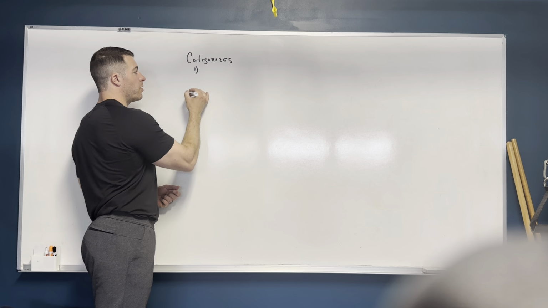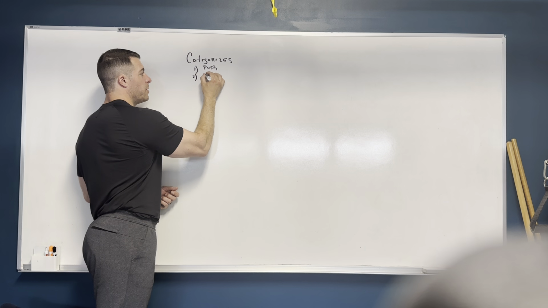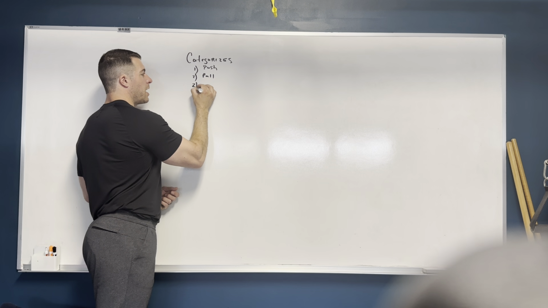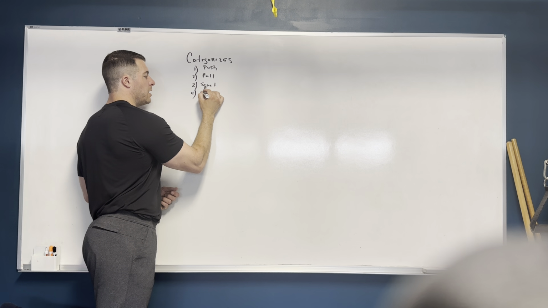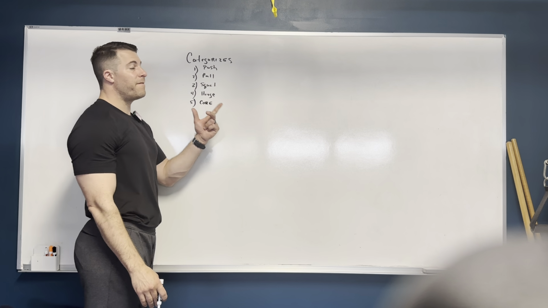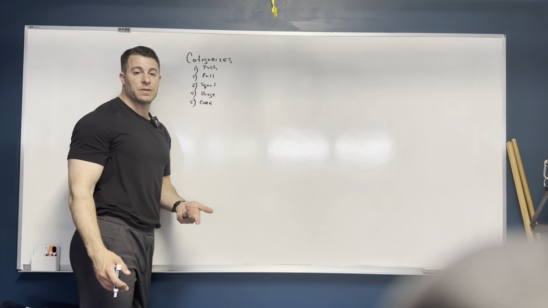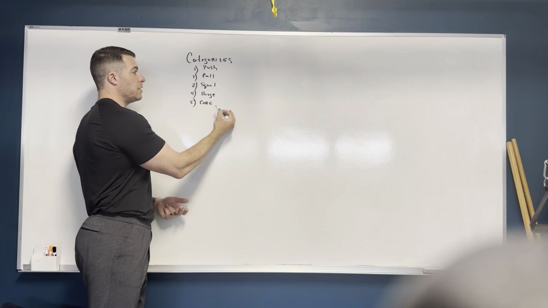Our first category is going to be the push group. The second category is going to be the pull group. The third category is going to be the squat group. The fourth category is going to be the hinge group. The fifth category is going to be the core group. Okay, so we're going to have 5 categories to choose from as we exercise. So if you're going to choose 5 total exercises a workout, I would choose push, pull, squat, hinge, and core exercises.